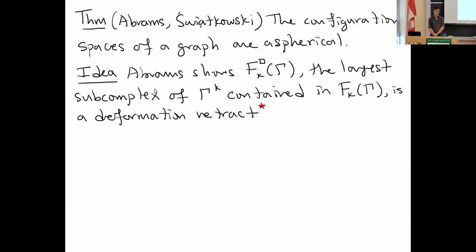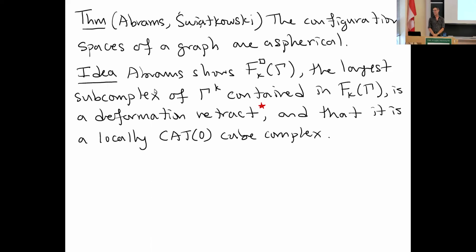What Abrams shows is that it's a deformation retract, at least after subdividing, and that issue is what's hiding in the asterisk, and I will not say anything more about it. And it is also a locally CAT(0) cube complex. And so from the off-the-shelf theory of CAT(k) spaces, being a locally CAT(0) cube complex immediately implies being aspherical. So there's some non-positive curvature geometry happening in the background here, which I won't say too much about, but if you like that, then be invited. Are there any questions so far?